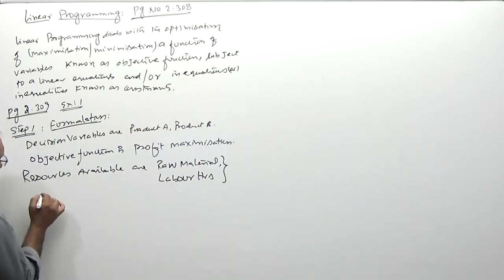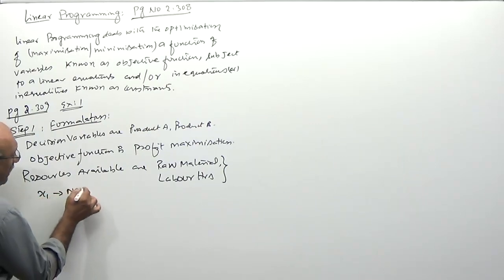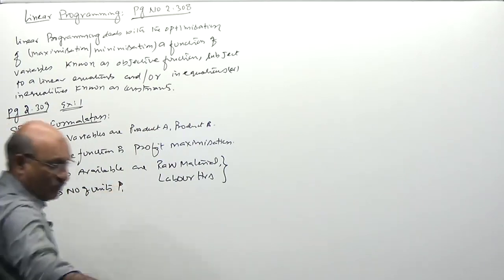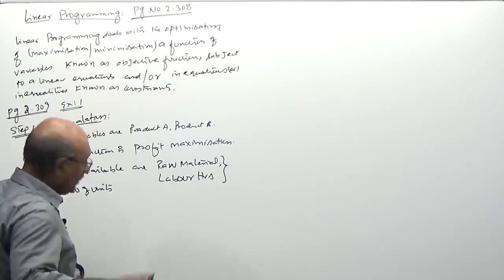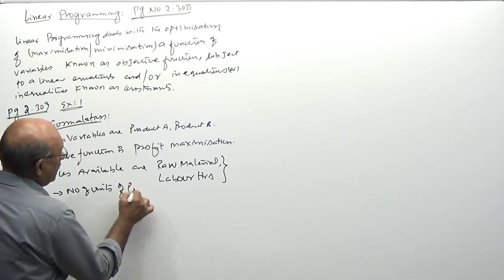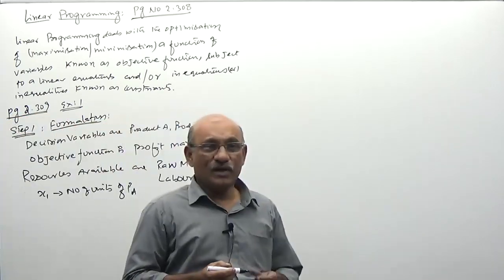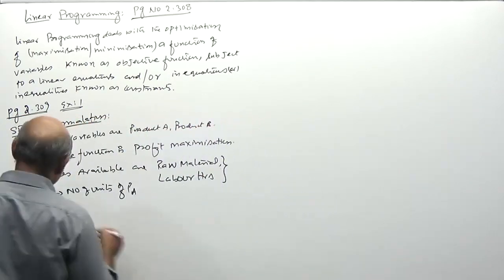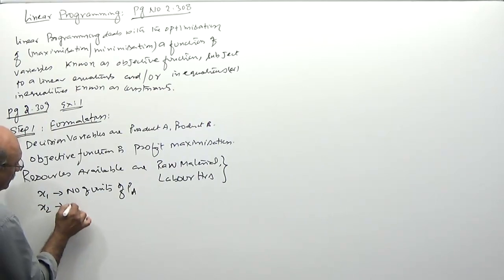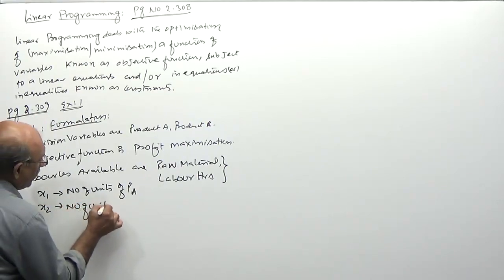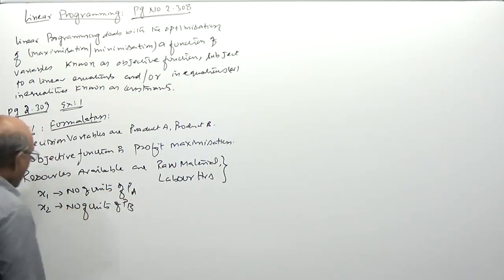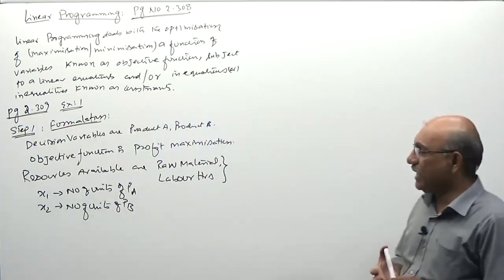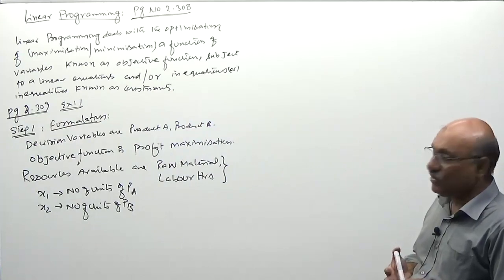Let us say X1 is equal to the number of units of product A the firm is deciding to produce per week. X2 is equal to the number of units of product B. X1 is equal to number of units of product A, and X2 is equal to number of units of product B.